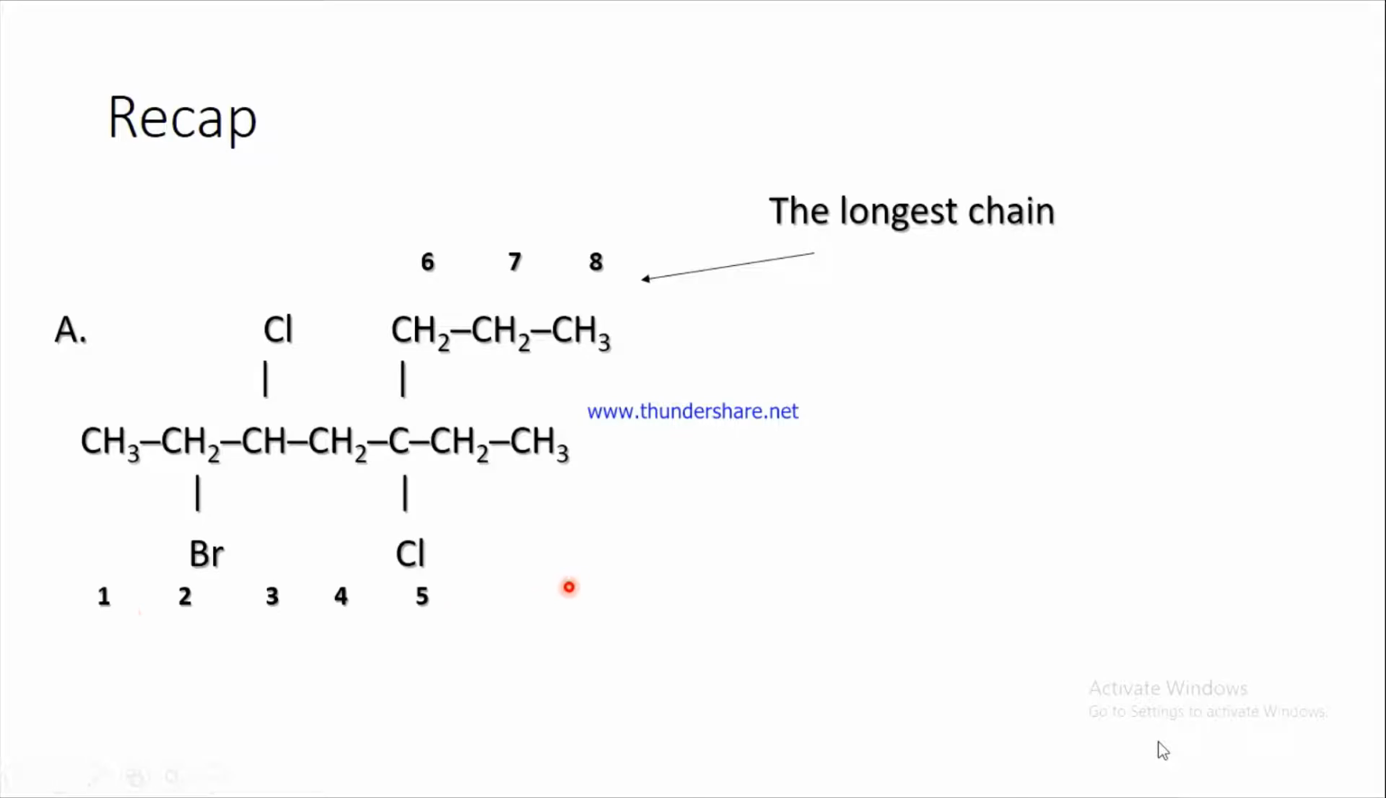The next step is to name your substituents, and then you give the name of the compound with the substituents in alphabetical order. So in this case, we say this is 2-bromo-3,5-dichloro, since we've got 2 chlorine atoms substituting at position 3 and position 5, and 5-ethyl octane, since we've got this ethyl group at position 5. So basically that's it.